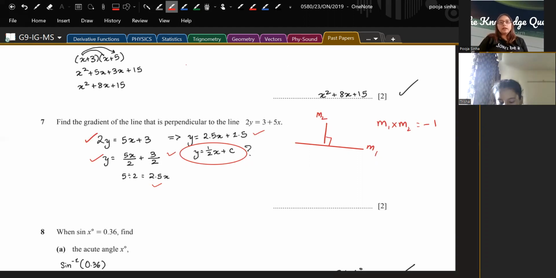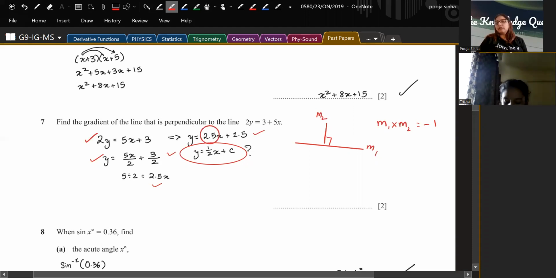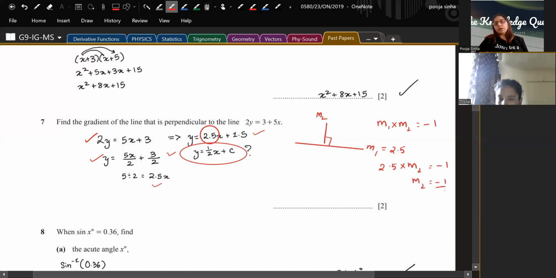Okay. So what you're supposed to do is, if one line you know already, what is the gradient that you got for one line? It's this one. This is the gradient. Correct? So let's say m1 is equal to 2.5. So 2.5 into m2 is equal to -1. So m2 is equal to -1 upon 2.5. Okay? And then you will divide it. What is the answer?